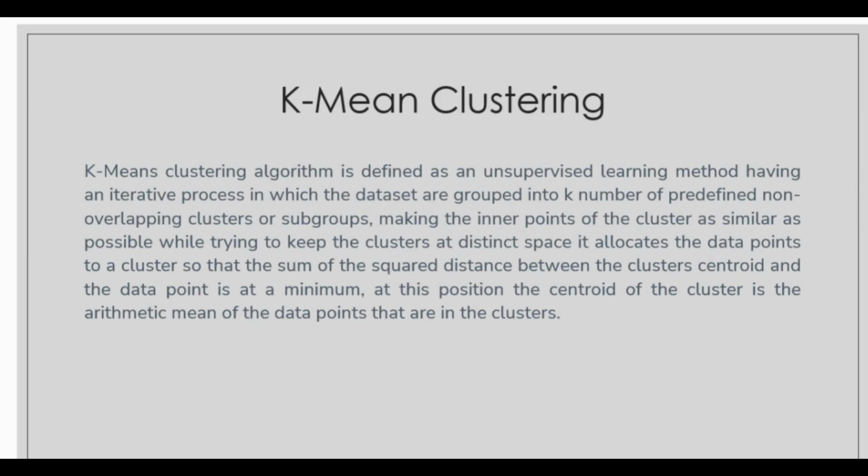The k-means clustering algorithm is defined as an unsupervised learning method having an iterative process in which the dataset is grouped into k predefined, non-overlapping clusters or subgroups, making the inner points of the clusters as similar as possible while trying to keep the clusters at distant space. It allocates the data points to the clusters so that the sum of the squared distance between the cluster centroid and the data points is at a minimum. At this point, the centroid of the cluster is the arithmetic mean of the data points that are in the cluster.